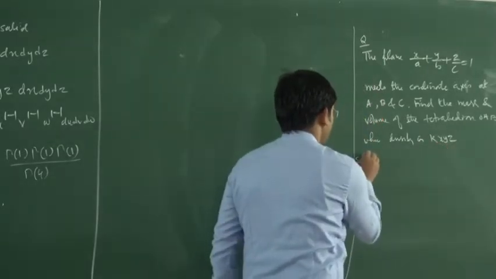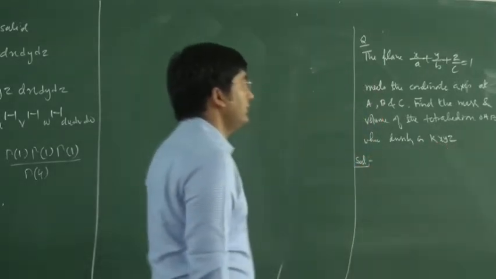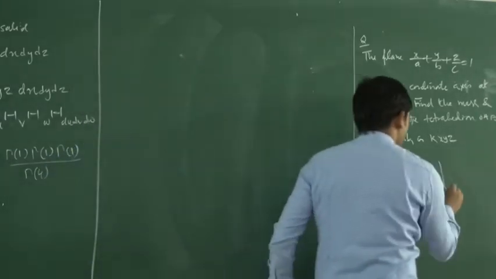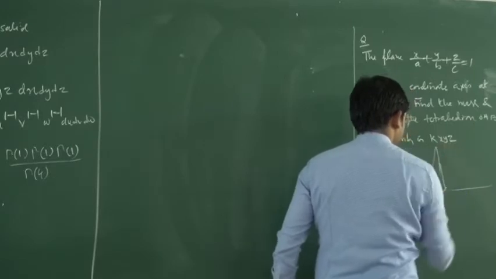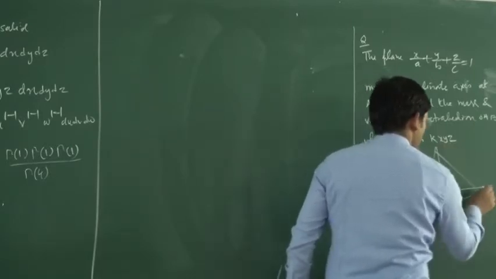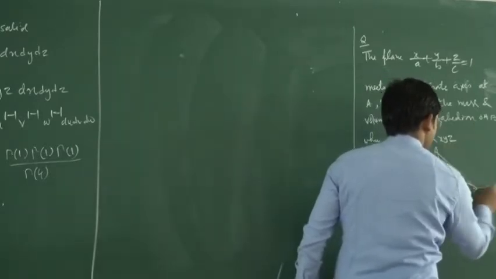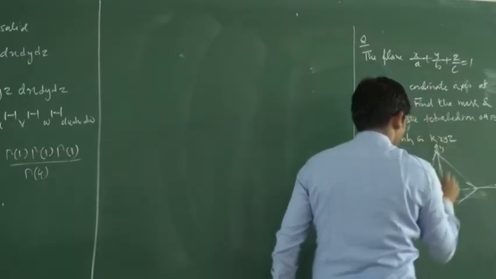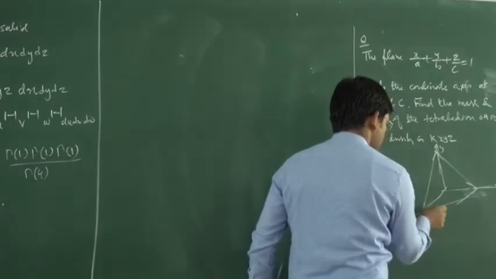So solution: your tetrahedron meets the coordinate axes at A, B, C. So for this tetrahedron, say this is your x-axis, say this is your y-axis and say this is your z-axis.